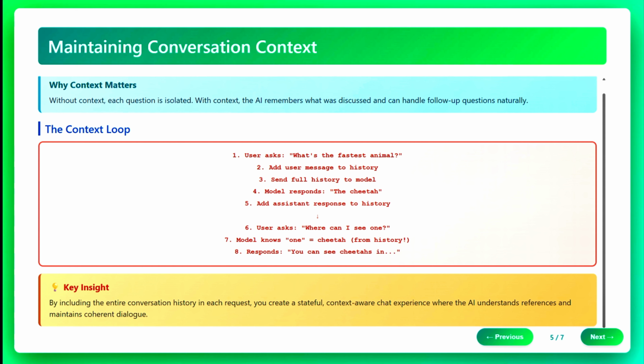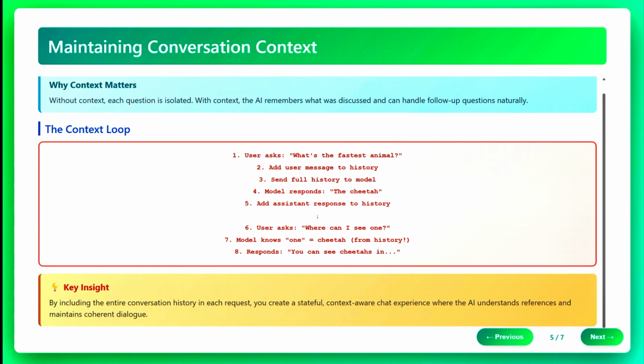When your code gets the response back, you don't just display the answer and forget about it. You add it back to the message history. So you are building a conversation thread. When the user asks a follow-up question like, where can I see one? The entire conversation history goes back to the model, and it sends a response based on that.